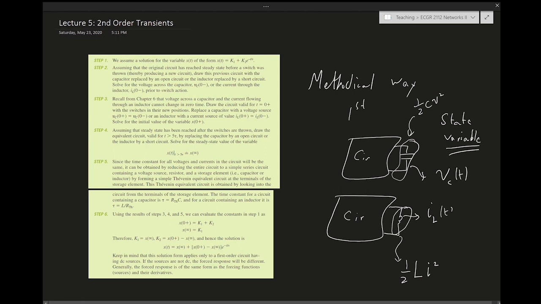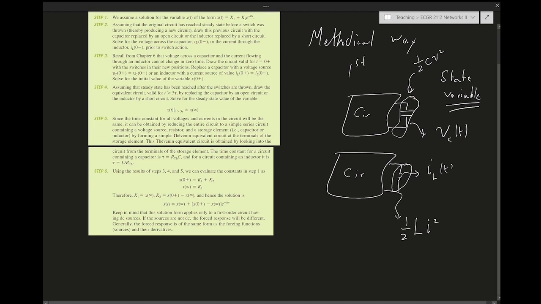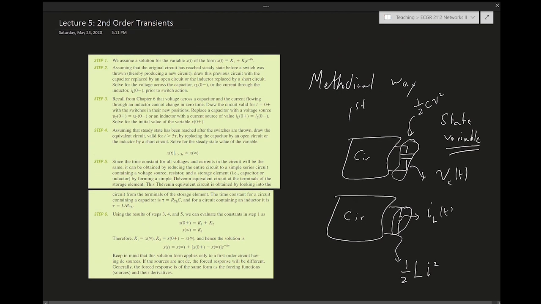We're going to review a bit of energy and power. I got a request to do that during office hours today. All right, but we will do that. But first, let me go through this methodical method.